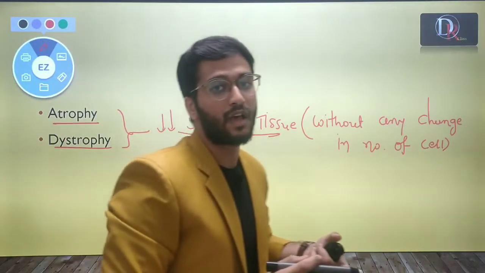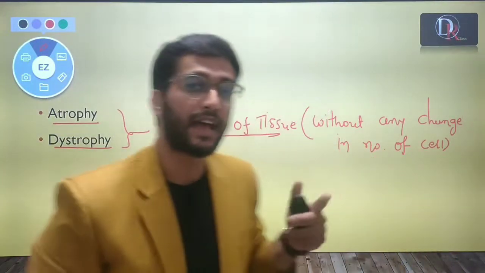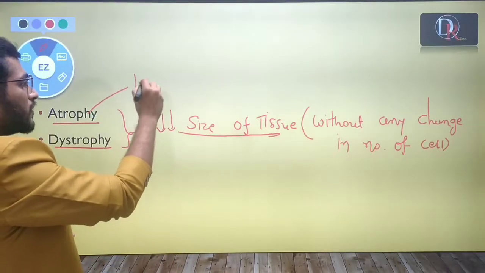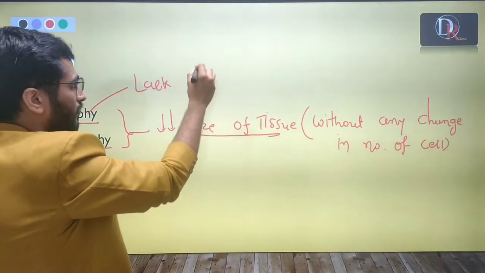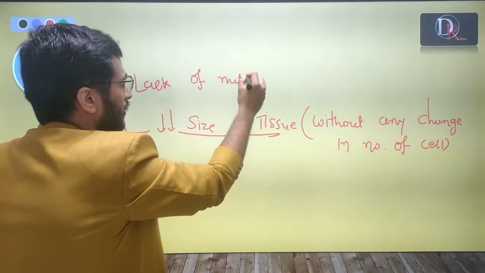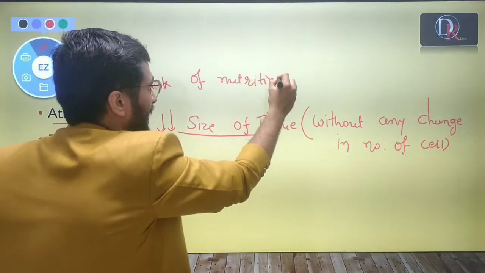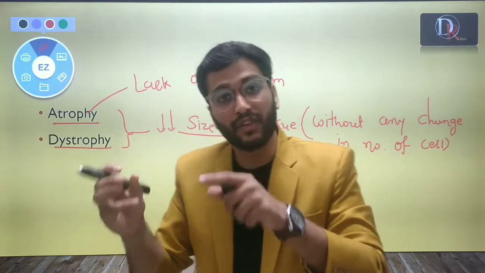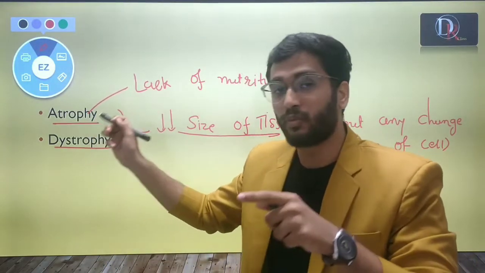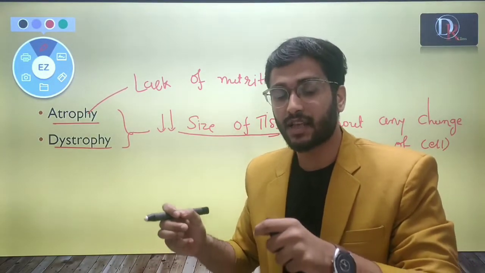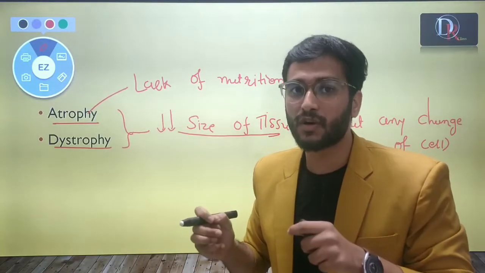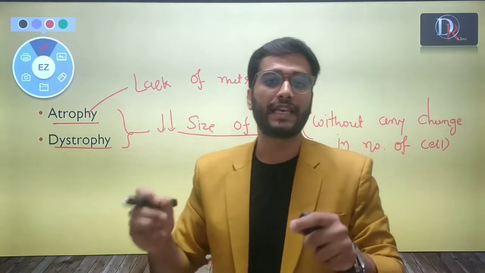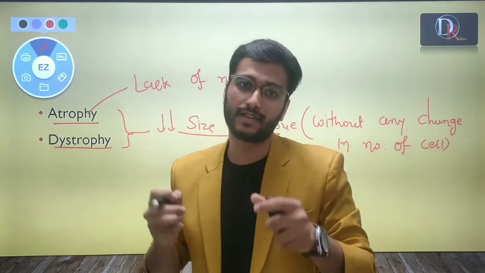Then what is the reason for the diminishing in size? The reason is the lack of nutrition. So let's revise it: due to the lack of nutrition, if the tissue reduces in size without any change in the number of cells, that kind of situation is known as atrophy and dystrophy.